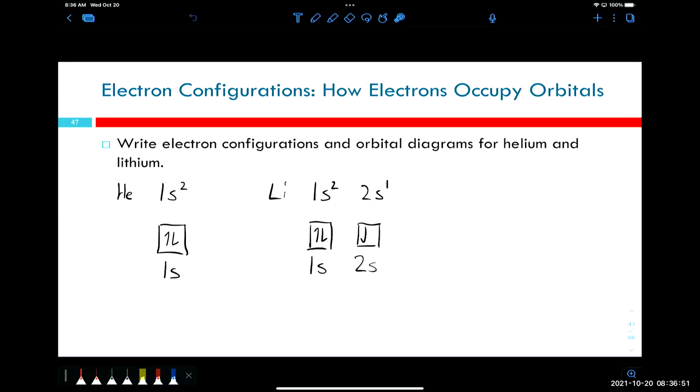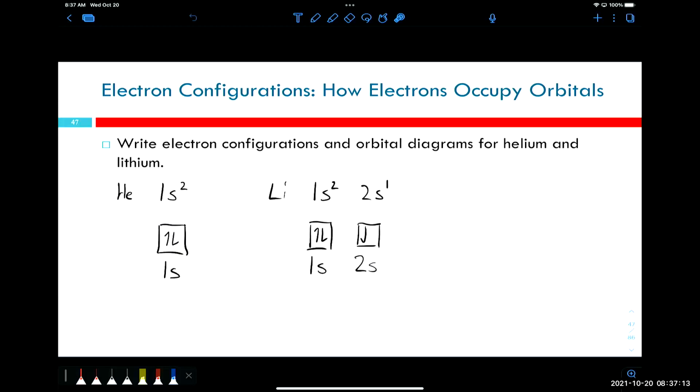And the reason this works out on the periodic table is because lithium also has 3 protons. So to be electrically neutral, each of those protons has a positive charge. So then 3 electrons would balance out the 3 protons and give it a charge of 0.